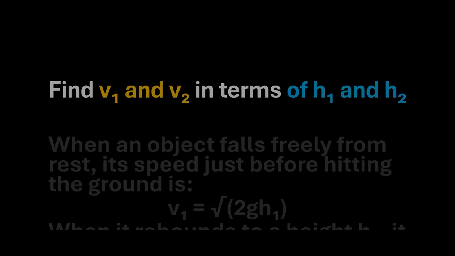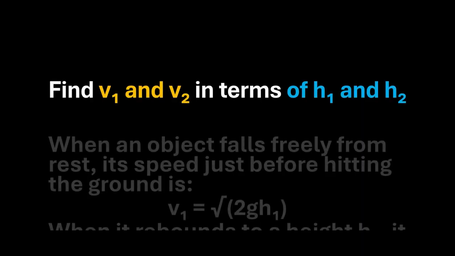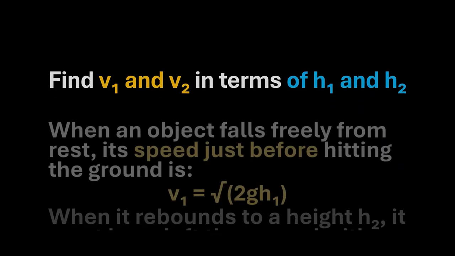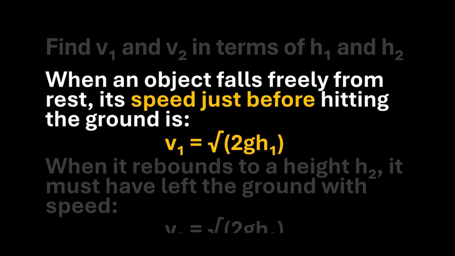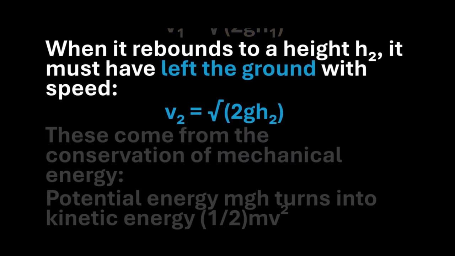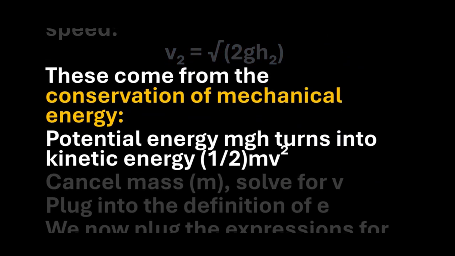Now, here what we'll do is we'll find v1 and v2 in terms of h1 and h2. When an object falls freely from rest, its speed just before hitting the ground is v1 equal to root 2gh1, and v2 for a different body will be root of 2gh2. How? Come on, we just discussed this so far using equations of motion, or it can also be done by conservation of mechanical energy, or for that matter, using the work energy theorem.